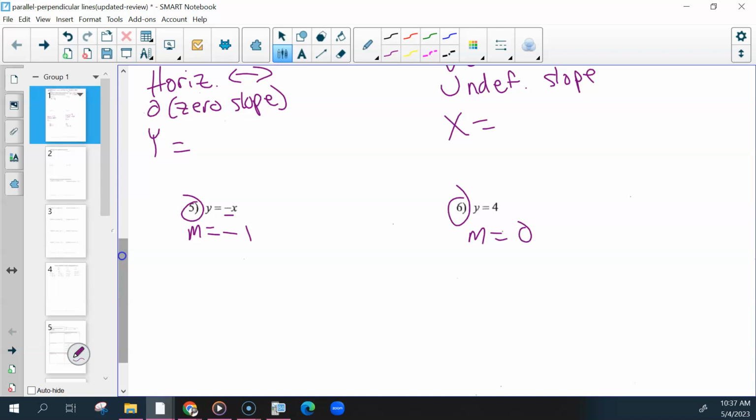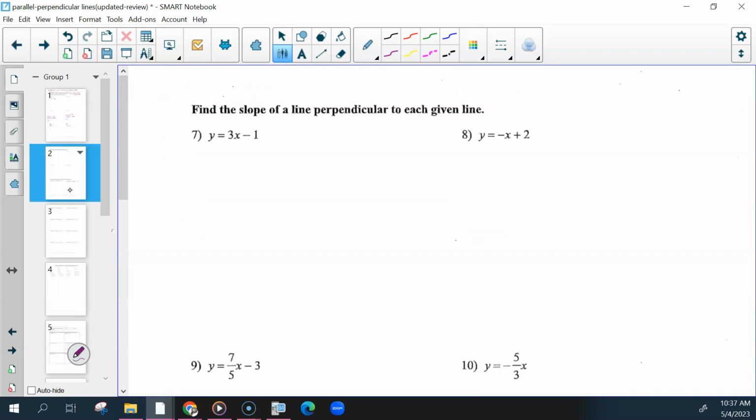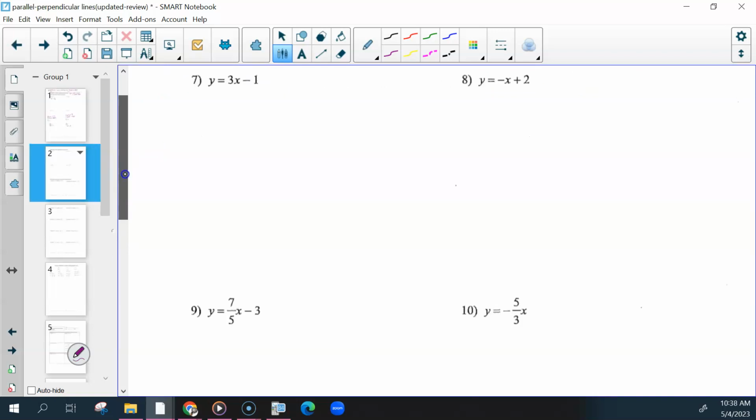Go on to the next page. And looking at this first section, 7 through 10, which of those do we want to see go over and review? Nine. Any others?